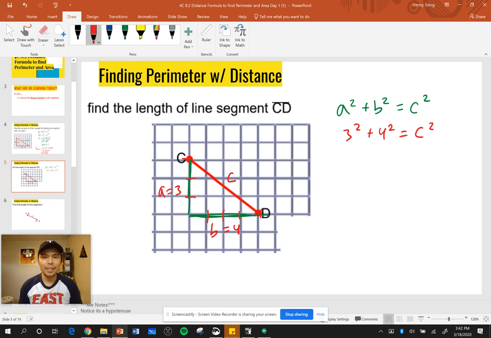That's what my line segment CD is. That's what we need to find. But if I was to solve this, I can just simplify that. 9 plus 16 is C squared. Well, that's 25 is equal to C squared.